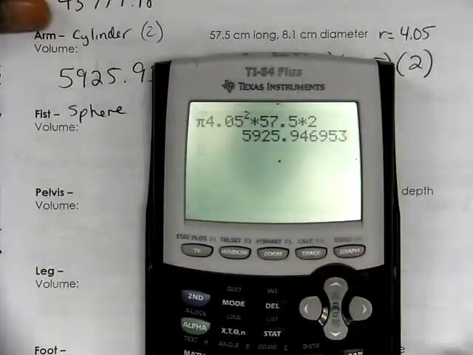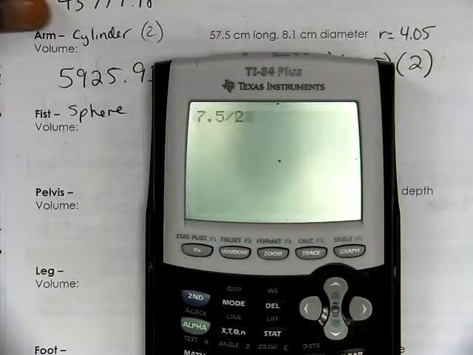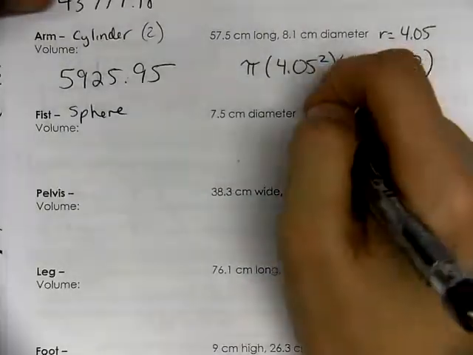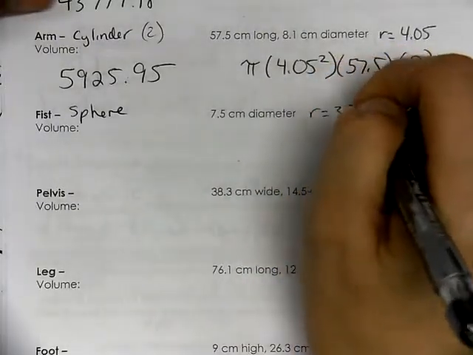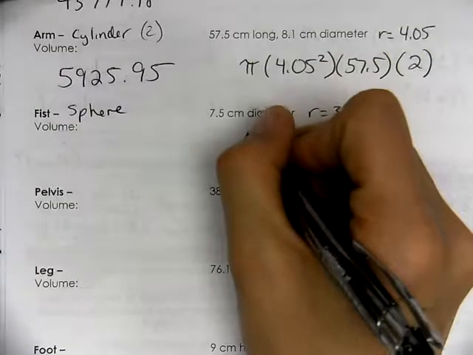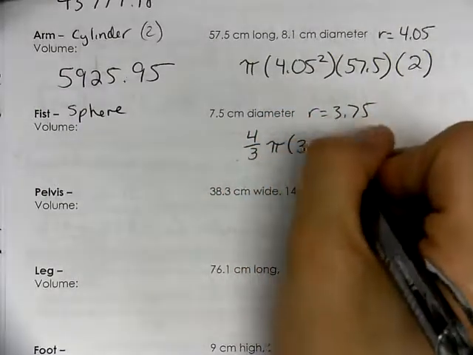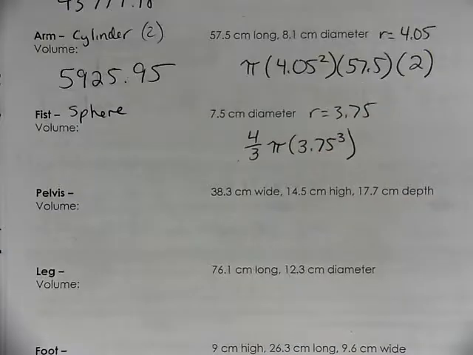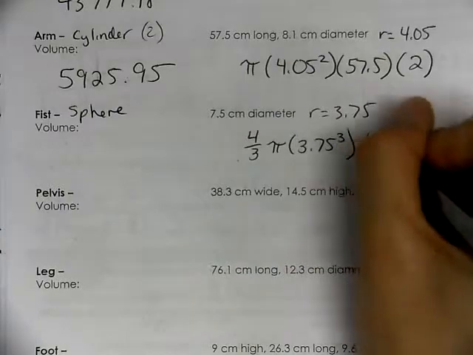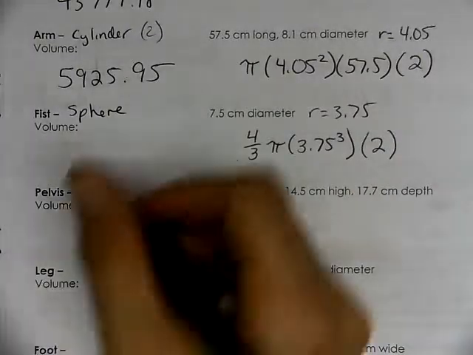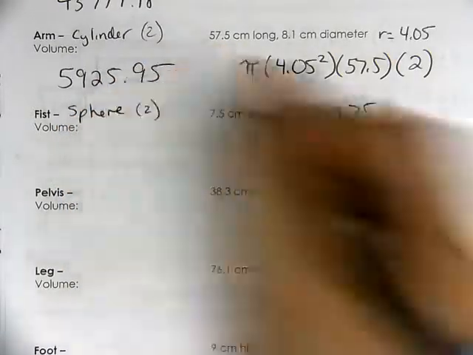Okay. So I have to cut the 7.5 in half to get the radius. 3.75. Now I'm going to do 4/3 pi 3.75 cubed. But how many hands do you hope people have? 2. So I got to multiply it by 2, because there's 2 here.